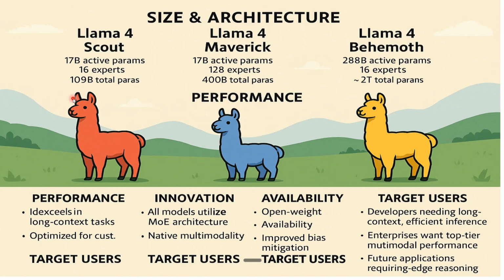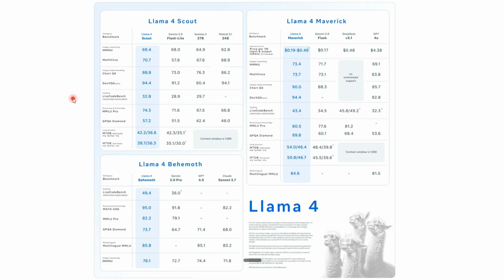Now we will be talking about the different benchmarks for these models. So here's a table that you can see. Llama 4 Scout fights off with Gemini 2.0 Flash Lite, Gemma 3, and Mistral 3.1. So it is of that range.